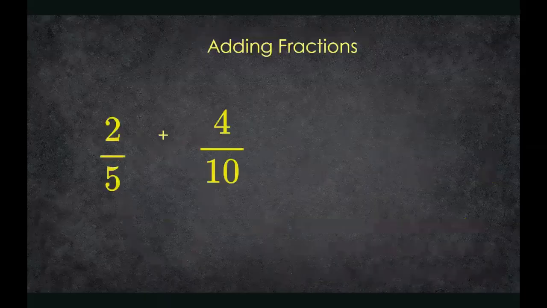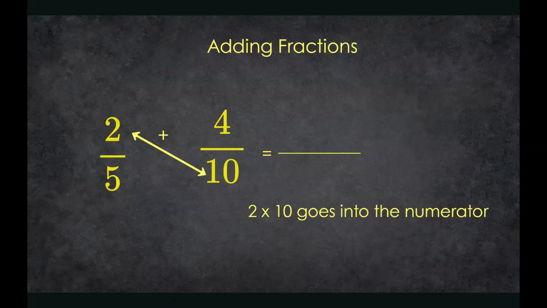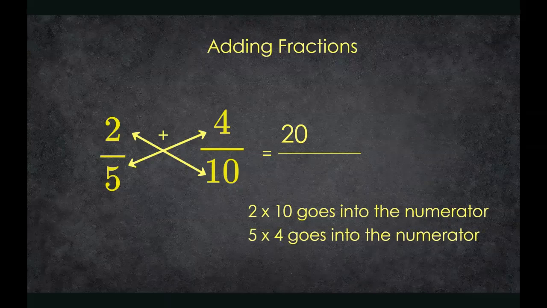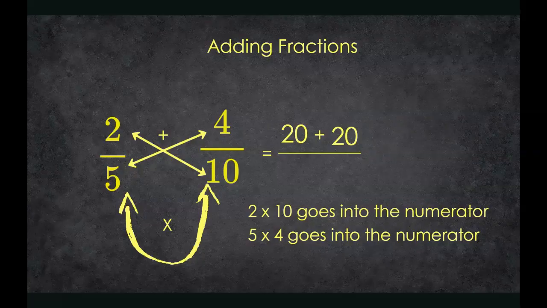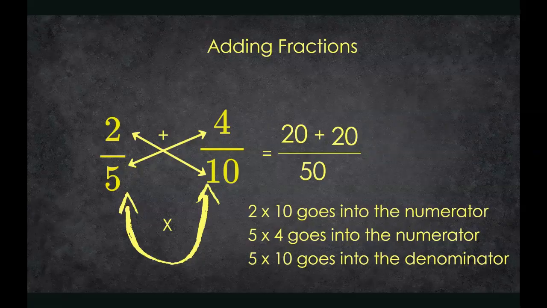2/5 plus 4/10. So I'm going to criss 2 times 10. That's going to give me 20. Cross 5 times 4. I'm going to be adding 20, and then I'm going to be multiplying the denominators, 5 times 10, and that's going to give me the denominator for my new fraction. 5 times 10 is 50. So when I put all this together, I've got 40/50.